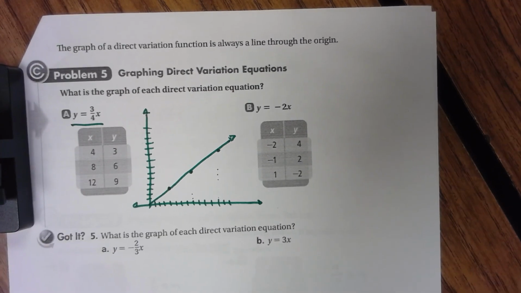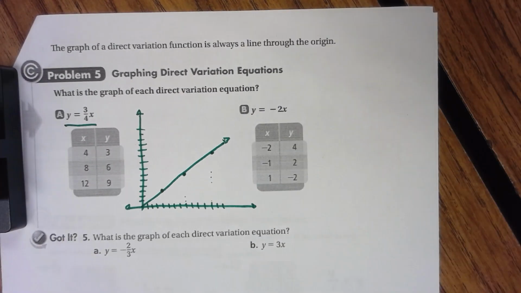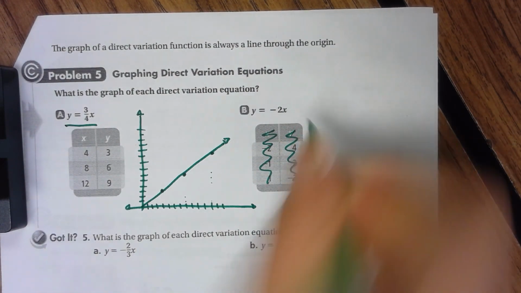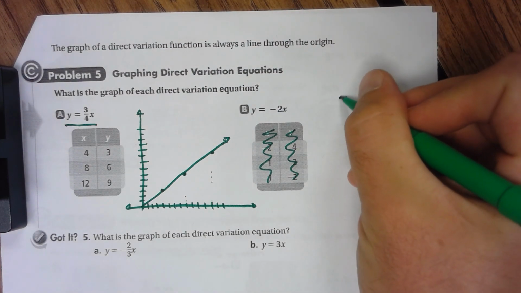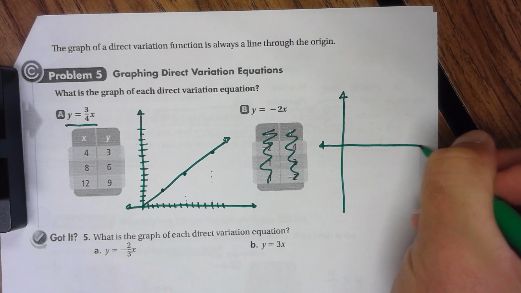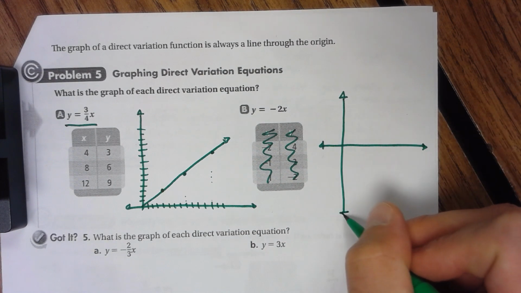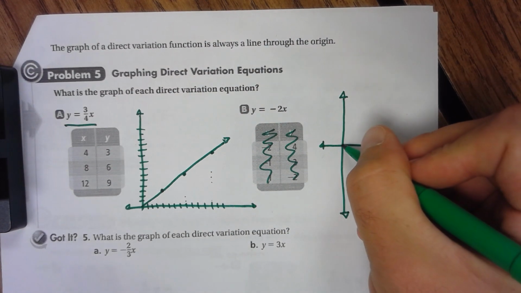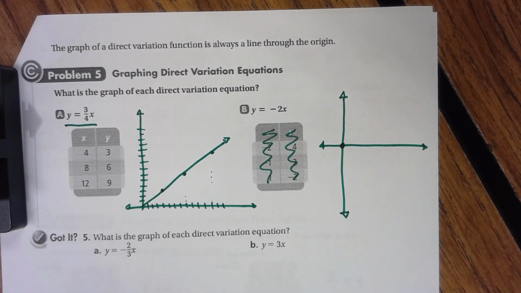Now, real quick, let's actually remind ourselves how we would graph this with the rules. So we're going to ignore this table here. And I'm going to work to graph y equals negative 2x. Well, this being negative, it's actually going to go down into this fourth quadrant here. And it starts with 0, 0.